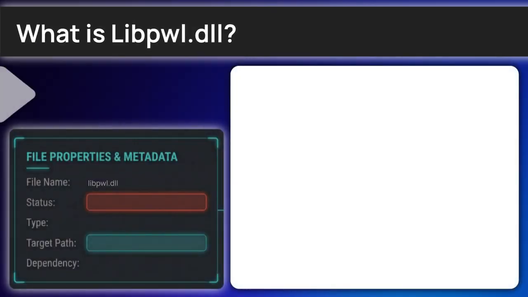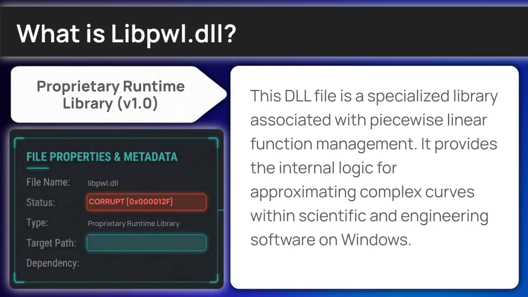This DLL file is a specialized library associated with piecewise linear function management. It provides the internal logic for approximating complex curves within scientific and engineering software on Windows. With that background out of the way, here is how we actually restore the missing component.